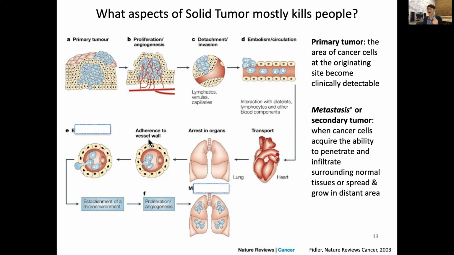And in the lung, the cells may adhere to the vessel wall and ooze out, crawl out of the vessel into the tissue. That process we call extravasation. On the other hand, the reverse, from the tissue getting into the vessel, we call intravasation. Then the cells have to survive in this new microenvironment and proliferate, and of course it requires angiogenesis to form a big tumor. That new colony of tumor formation in a distant organ we call metastasis.